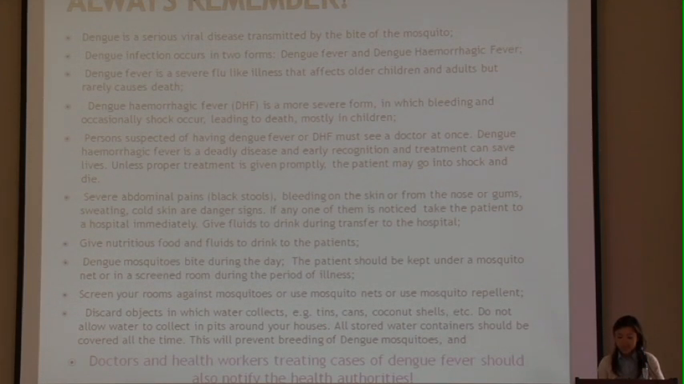So in regards to dengue fever, always remember that it's a serious viral disease transmitted by the mosquito. The infection comes in two forms, dengue fever and dengue hemorrhagic fever. It's a severe flu-like illness that affects older children and adults but rarely causes death. But dengue hemorrhagic fever is a more severe form, in which bleeding and shock occur, leading to death.